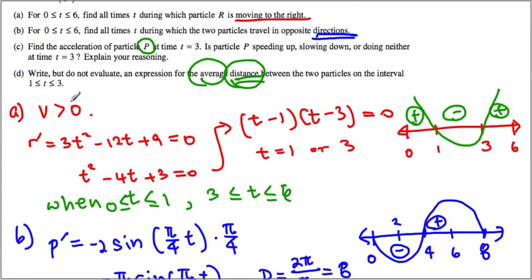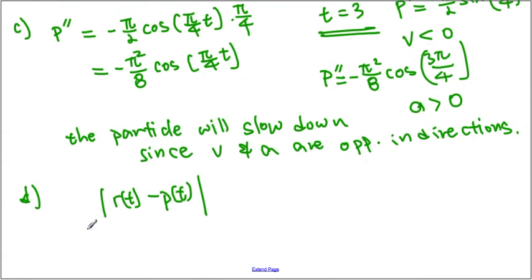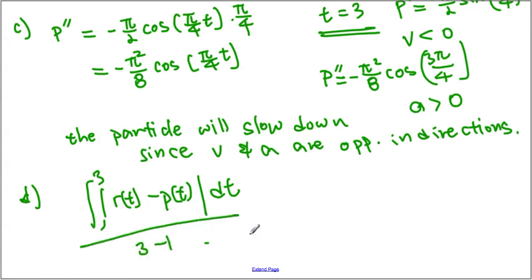Now, average distance between two particles on the interval 1 through 3, so we have 1 to 3. Now, actually, this will be the position. So, in fact, I'm sorry about that. We don't need to use the, what do you call that? That's what we have to do. That's right, we gotta go for dt over 3 minus 1. That becomes the average distance between those two values.